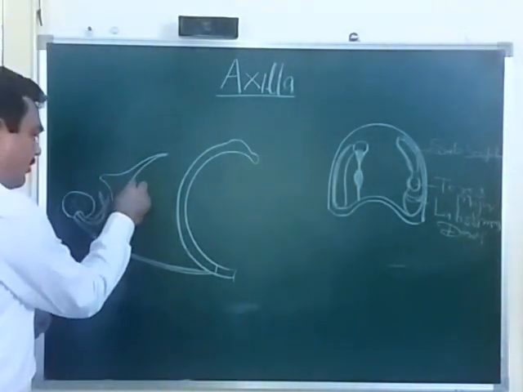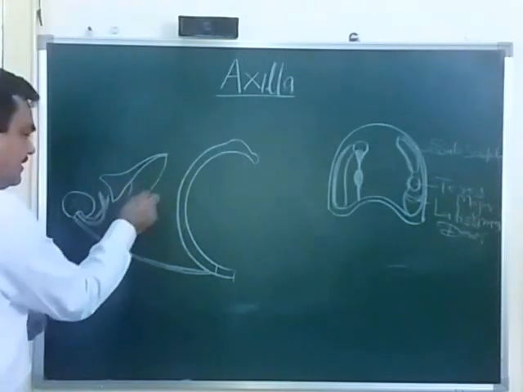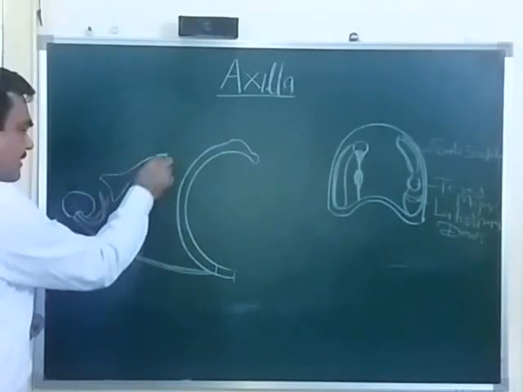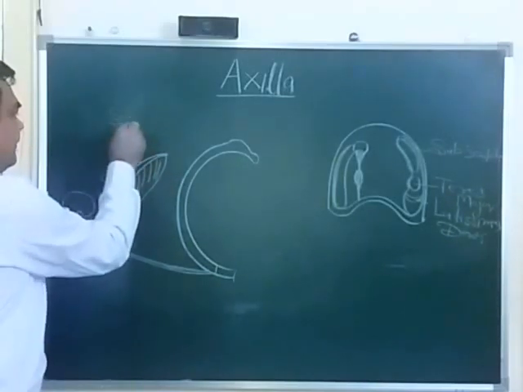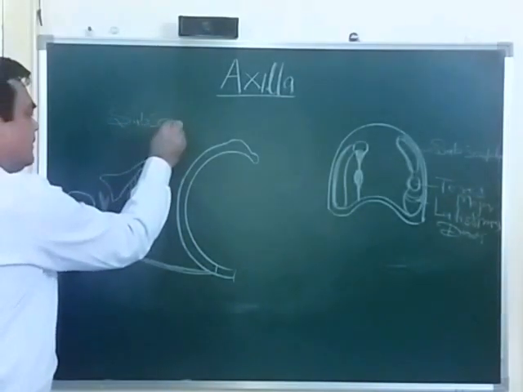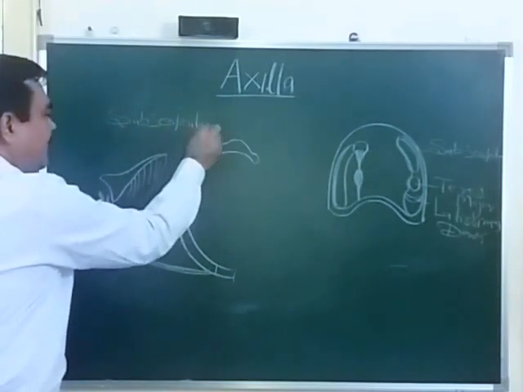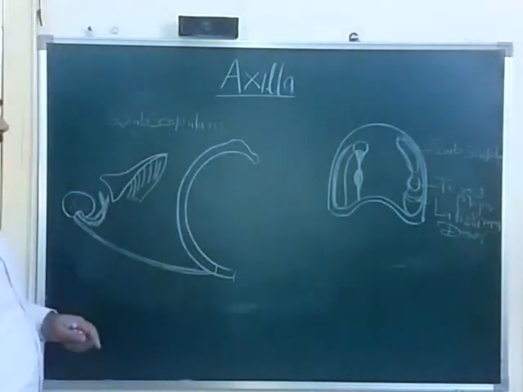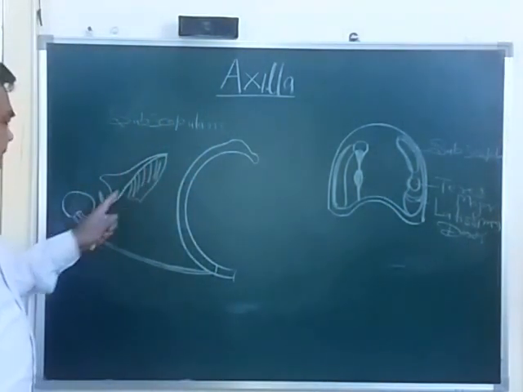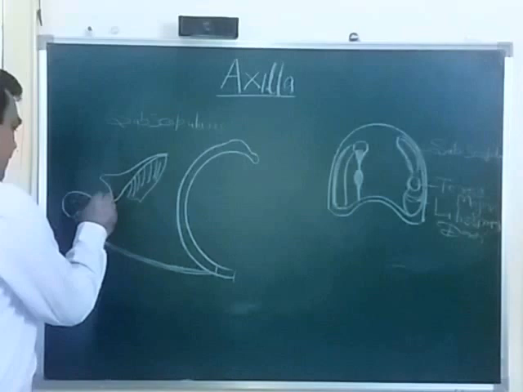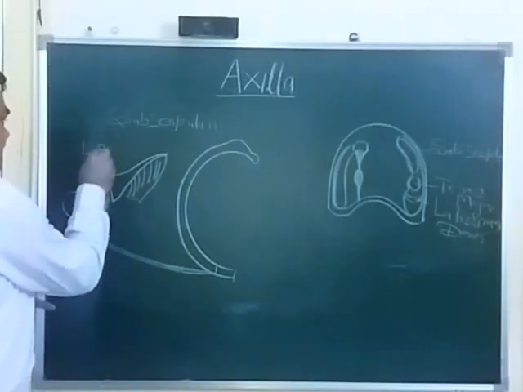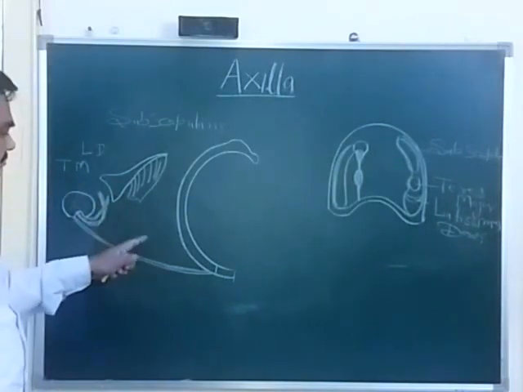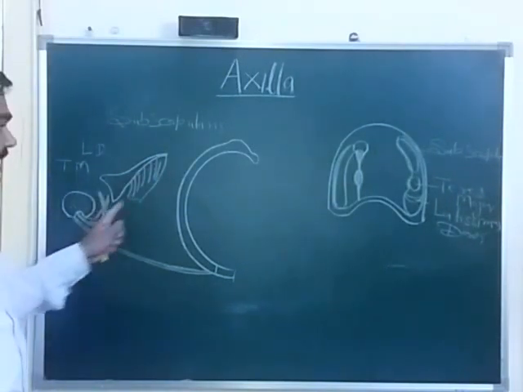And here one muscle is attached. This is the subscapular fossa, and here is the subscapularis muscle. Same muscle, subscapularis. The subscapularis muscle, latissimus dorsi and teres major: these are the three muscles which form the posterior boundary of the axilla.